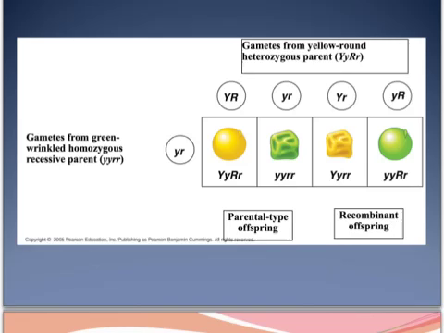Take a look at the cross that we have. Parental type offspring are found here. The recombinant offspring are found over here. When you do this, based on the ratio, 50-50 is what we should expect to find in our numbers.